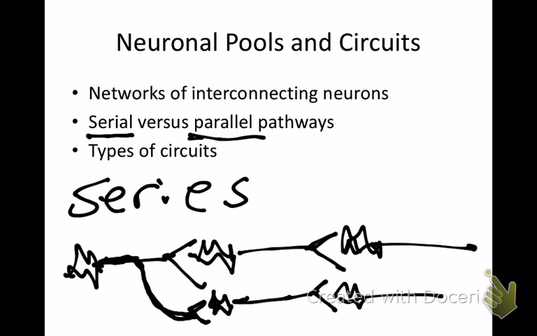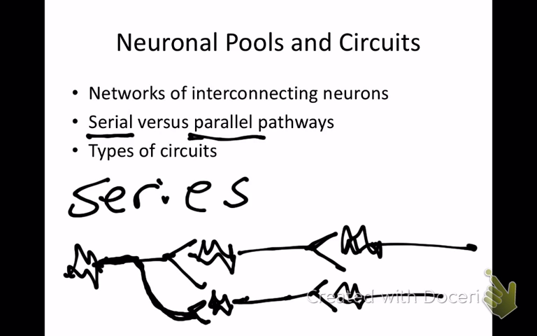Okay, so do you remember we said that every motor unit is one motor neuron plus all the muscle fibers it innervates? Well, that's not really a parallel pathway, but it's an idea of spreading the message from one cell to multiple cells.